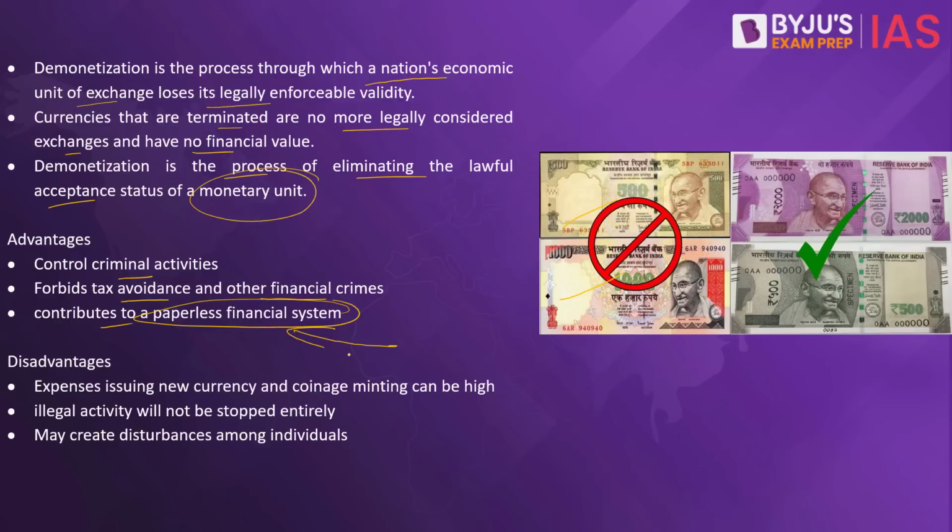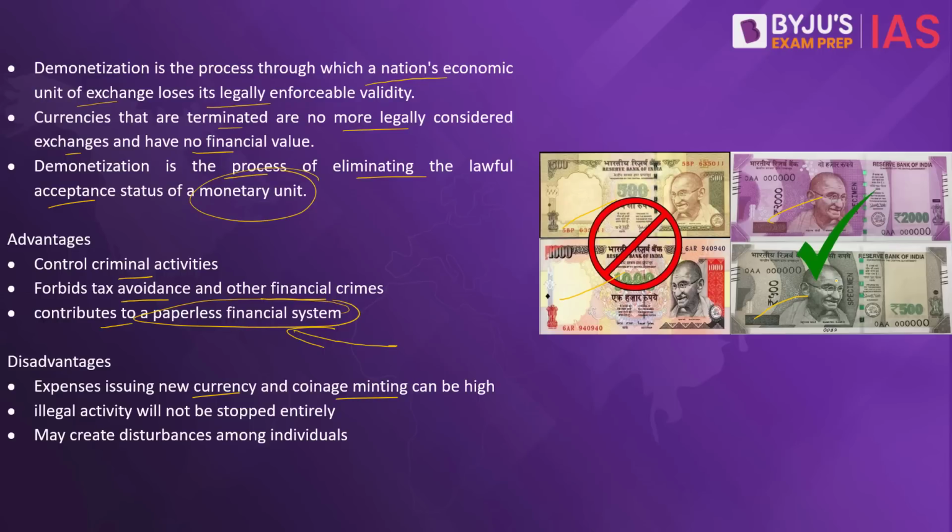But there can also be disadvantages with respect to demonetization. What are these? Expenses of issuing new currency and coinage minting can be high. The government of India introduced the demonetization in November 2016. But the government also introduced new currency notes in the form of 2000 and 500 as well. So it has to replace the existing currency. So when this happens, a large amount of money is also used for the printing of these notes. For example, after the demonetization, more than 7,000 crores was spent by RBI in order to mint the 500 as well as the 2000 rupees notes.